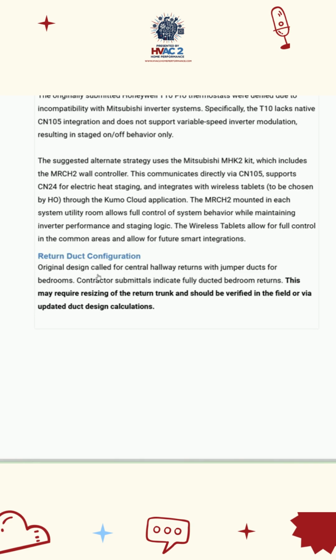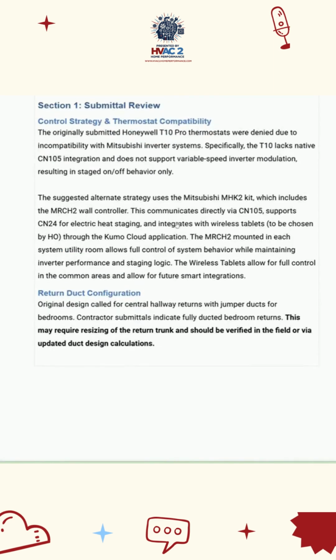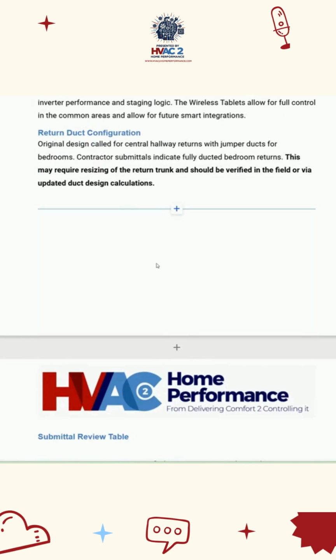These guys, the contractors, they want room-to-room return. So, okay, either pay us to, basically what this says here, it says they may upsize. This may require resizing of the return trunk and should be verified in the field or via updated duct design calculations. We say it like that because you have to pay us to update the duct design that we already turned in and got paid for. So if you want to change that, then either A, pay us or make the changes and have us approve them, or B, do the changes and verify they work or pay the price afterwards. Those are the choices that the contractor has for that change.